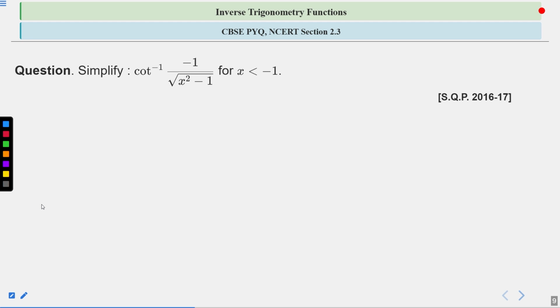The next question says: simplify cot inverse of minus 1 upon root over x square minus 1, for x less than minus 1. We have to simplify cot inverse of minus 1 upon root over x square minus 1 for x less than minus 1.